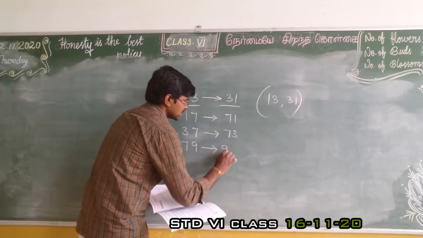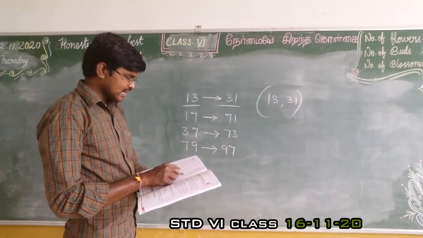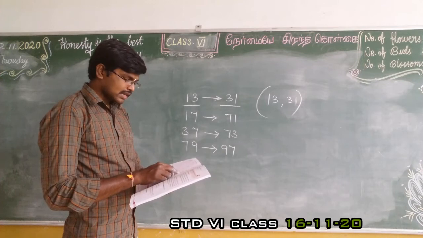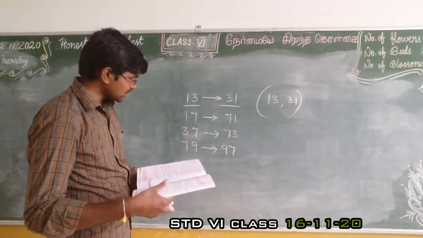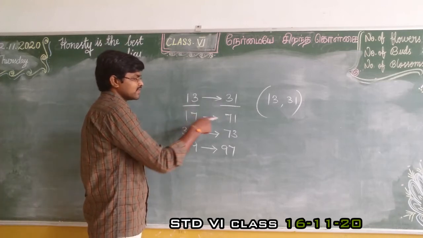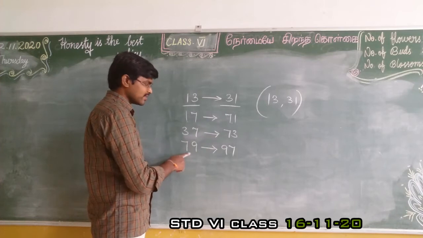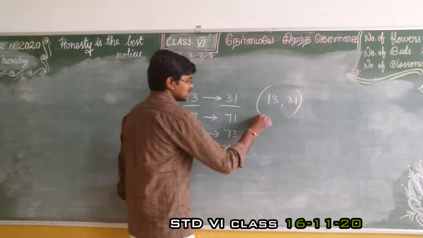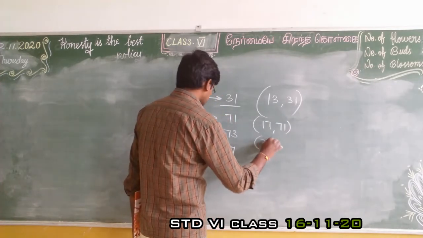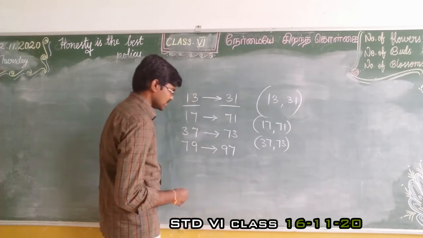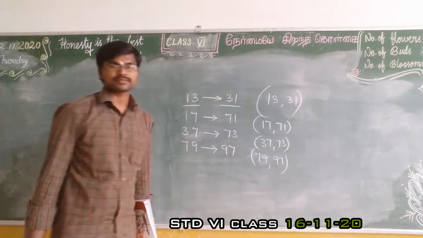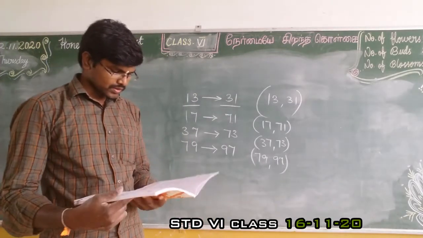79 means 97, and 83, 38 is not there. Then 89, 98 is not there. 97, 79. See, so we have the pairs 13 with 31, 17 with 71, 37 with 73, and finally 79 with 97. Okay, so these are the answers.